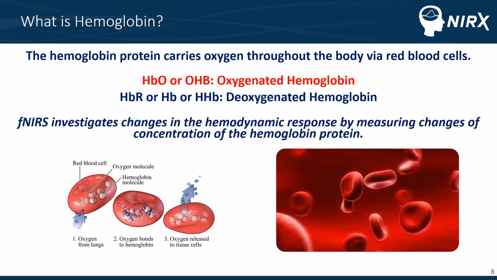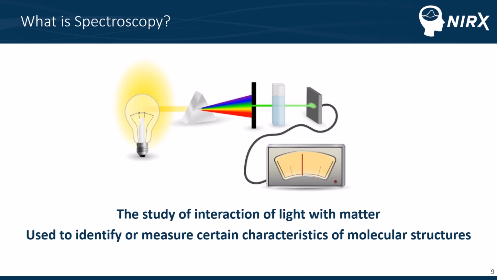fNIRS investigates changes in this molecule specifically. So given that it can detect changes in this molecule, that's reflective of hemodynamic activity in the cells. Okay, what is spectroscopy? Spectroscopy is the study of the interaction of light with matter, and it's used to identify or measure certain characteristics of molecular structures.